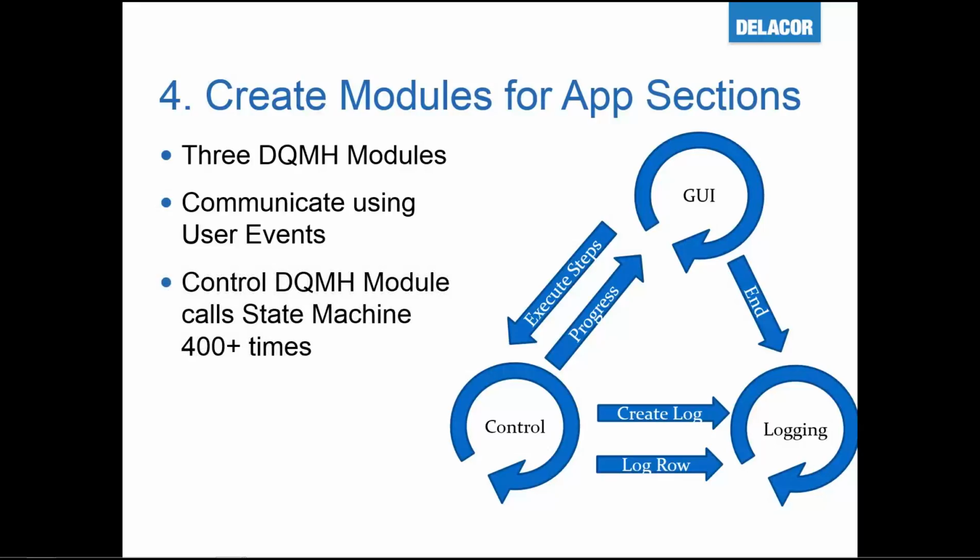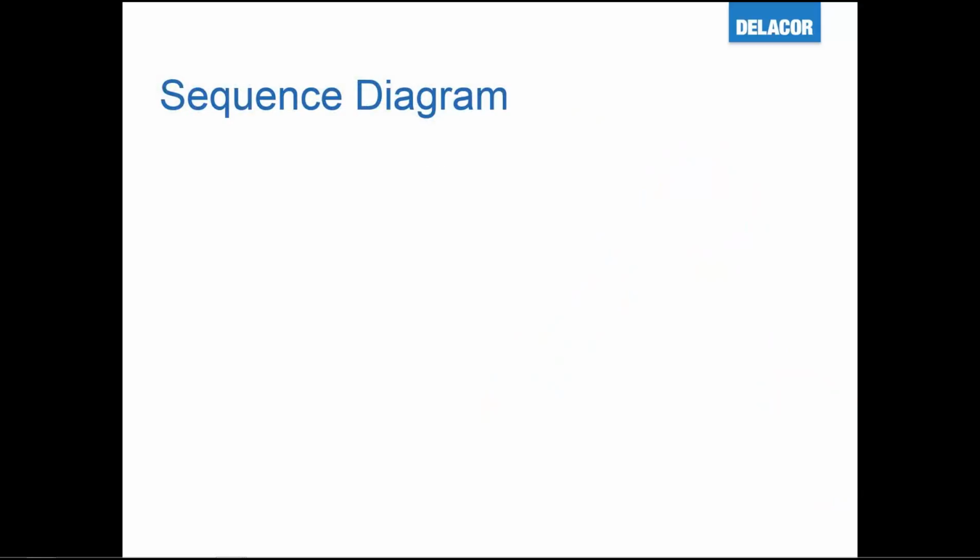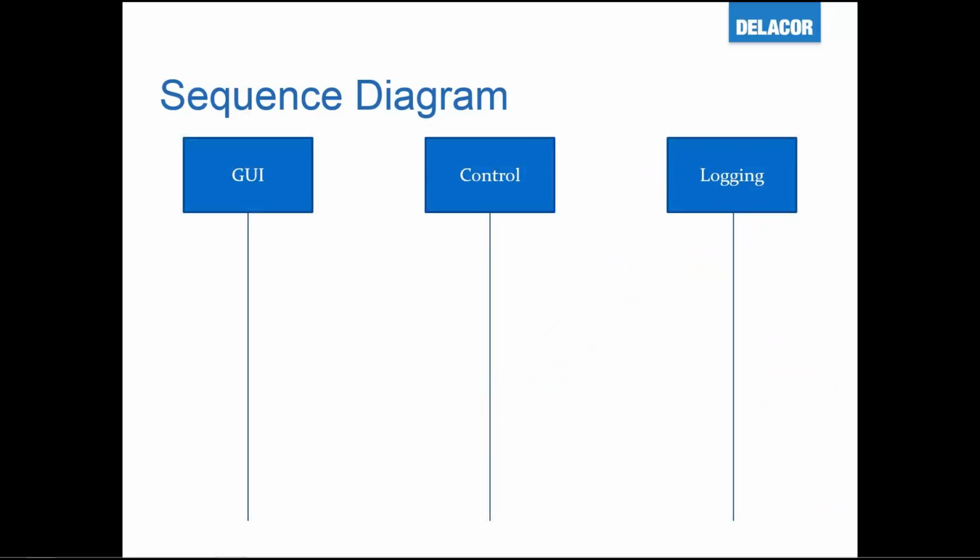The control DQMH is the one that ends up calling the state machine 400 times. And the Excel file with the 400 steps got parsed inside the control into a state machine object, basically creating the state machine that I showed you earlier. This is also to show that there's not a single way or a single solution on how to model your software. Right here, we have used 2 models so far, a state chart for the state machine, these little bubbles with arrows, with communication arrows for the application itself, and then there was also a sequence diagram.